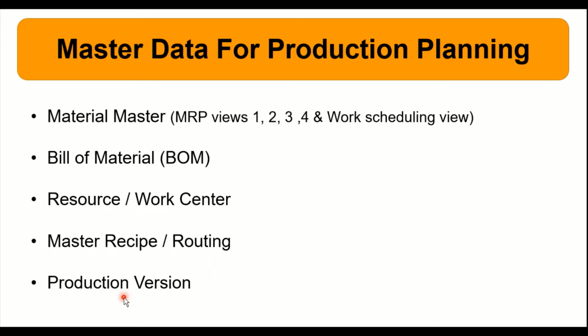This basically tags the master recipe along with the bill of material for a particular product. This production version will be maintained in the material master. It can be in the MRP4 view or the work scheduling view. This production version basically helps us to relate the bill of material and the routing for one particular product.